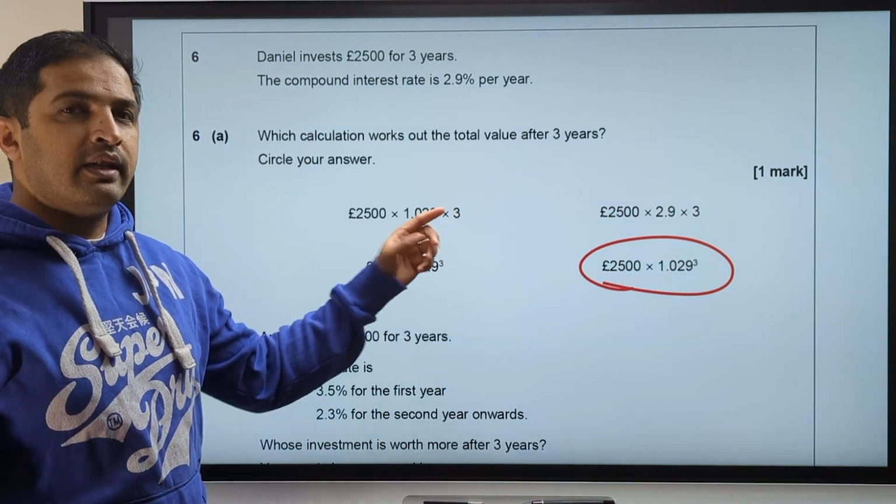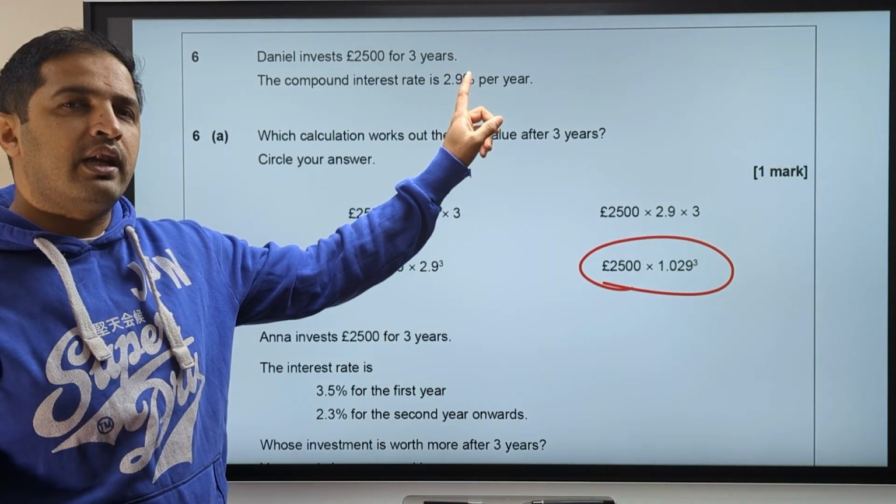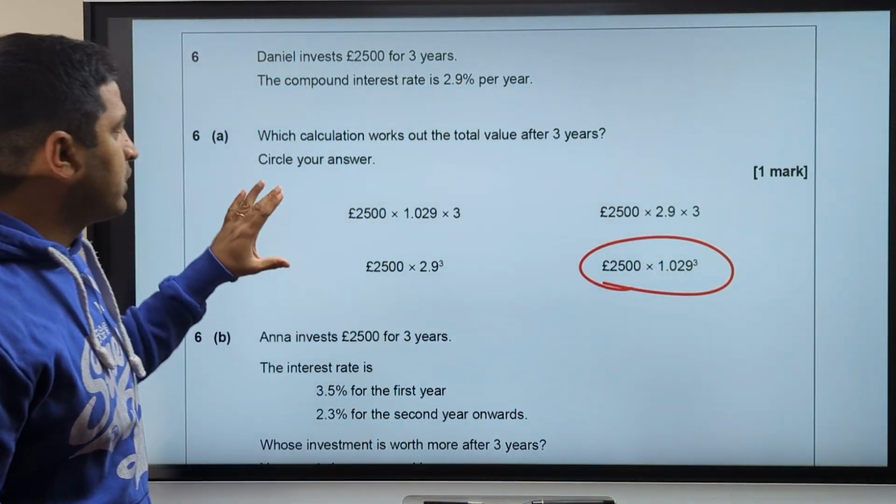Not multiplying by 3, you're not tripling that every year. You're only getting 2.9% interest per year. So that's the answer we should have for Daniel.